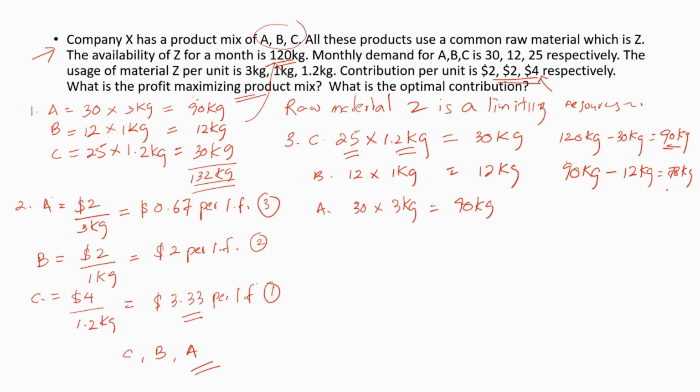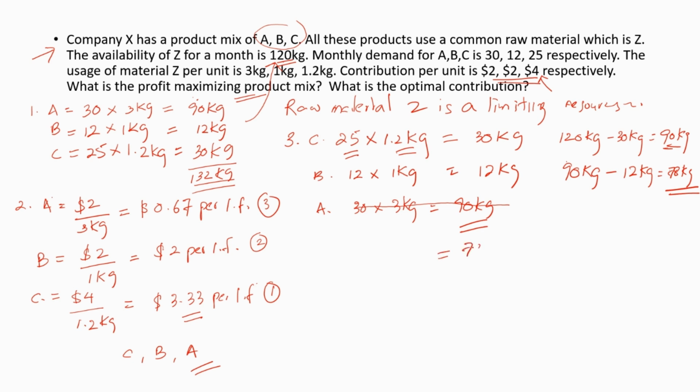But look at the outstanding balance. We only have 78 kilograms, but in order to meet the demand, we need 90 kilograms. This happens because the material set is a limiting resource. Now we know we cannot meet this demand because we only have 78 kilograms of material set. So we are going to calculate the number of units we can produce with 78 kilograms. This will be a reverse calculation. So we cannot consider this calculation because we do not have 90 kilograms. Now let's reverse calculate this amount.